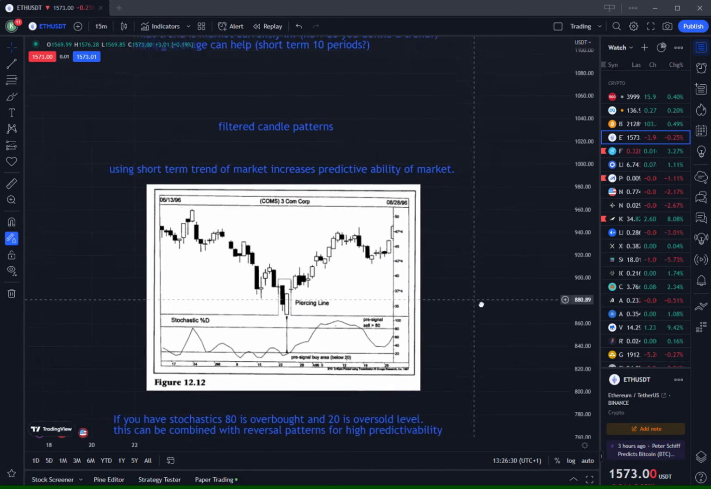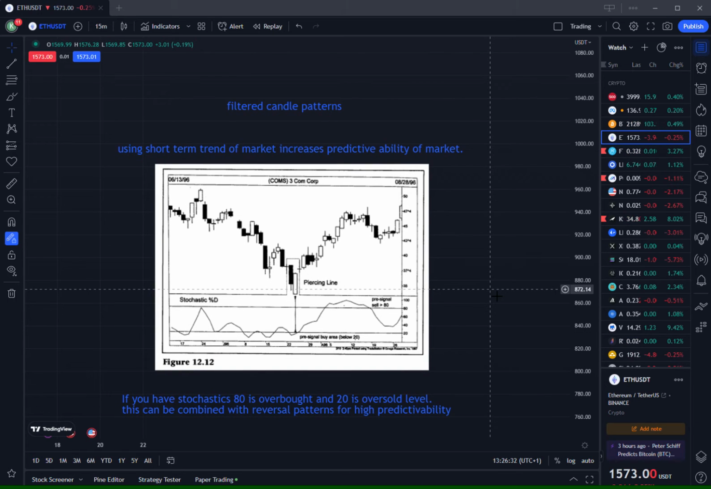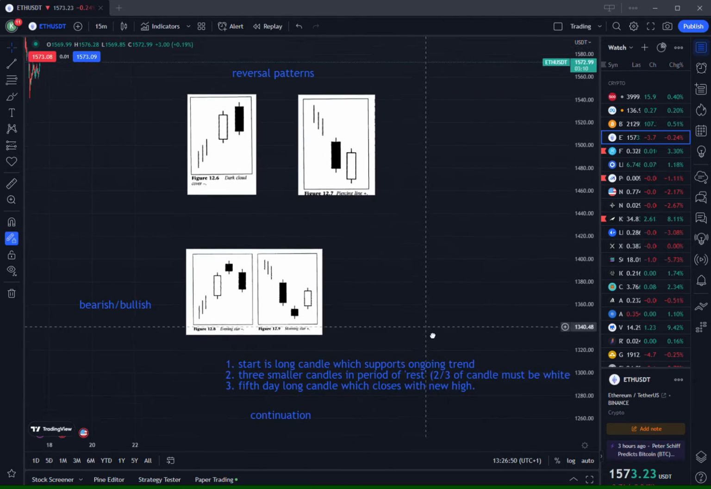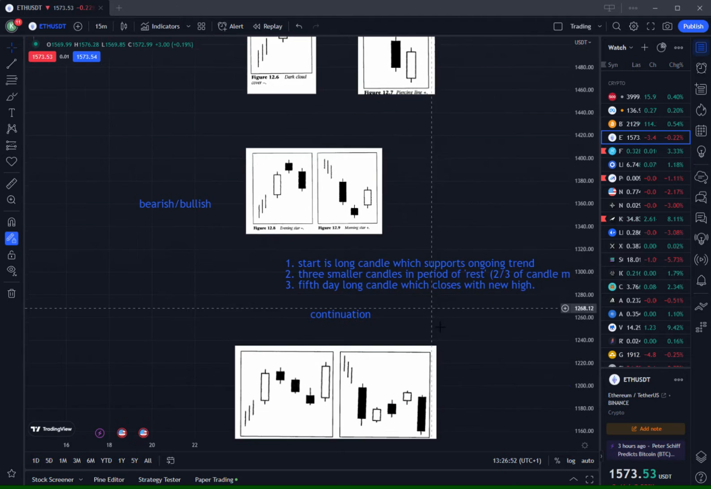So let's go over to the filtered candle patterns. This one was actually quite interesting. I mean, a lot more information than I would have thought. Basically, he's talking about how you can combine these patterns with, for example, stochastics, but you can usually do it with RSI or anything as well. Here you can see this bearish reversal or bullish reversal pattern. It's literally the same as this one, right?